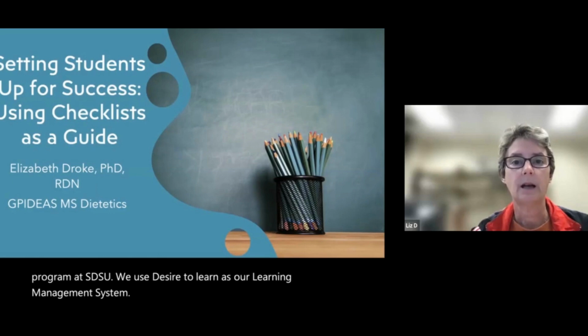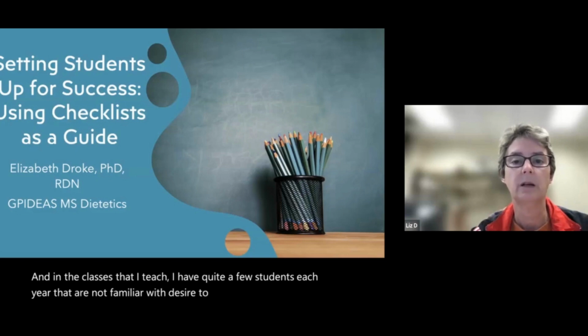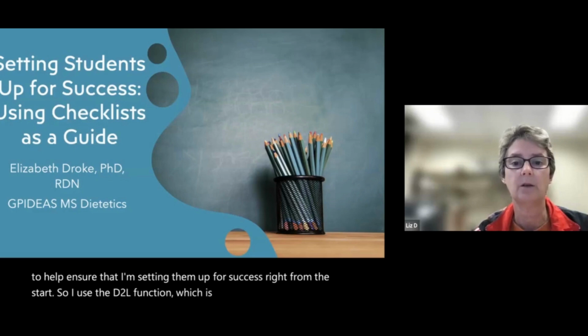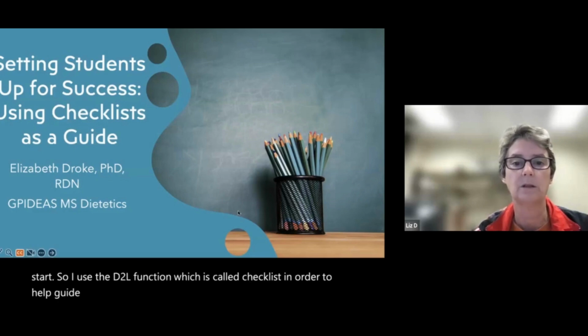And in the classes that I teach, I have quite a few students each year that are not familiar with Desire to Learn or D2L. Thus, I want to help ensure that I'm setting them up for success right from the start. So I use a D2L function, which is called checklist, in order to help guide them through the course.